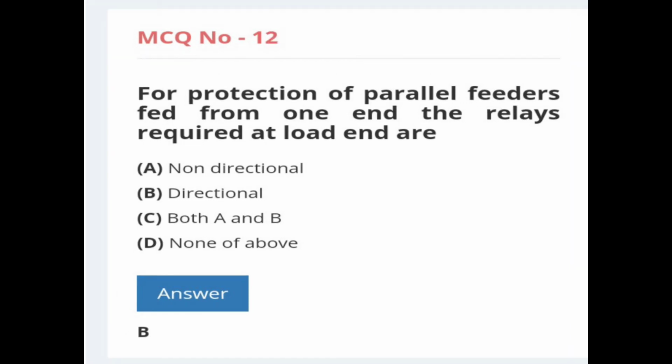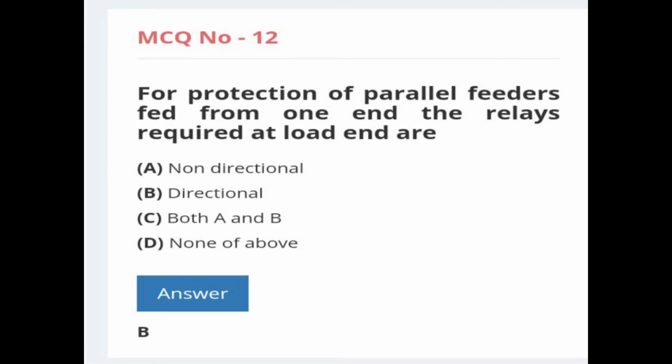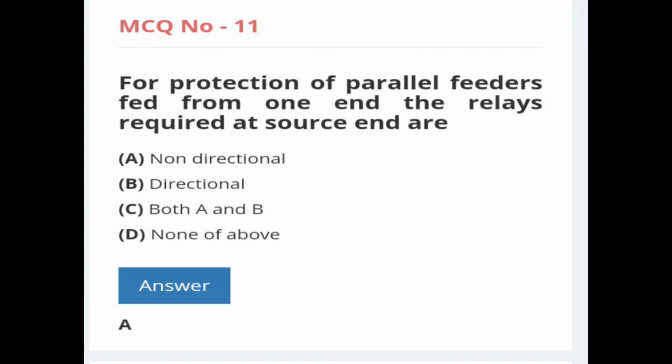Question number 12 is, for protection of parallel feeders fed from one end, the relays required at load end are directional. Means when required at source end then the answer is non-directional, but when required at load end then the correct answer is directional. Load end directional and source end non-directional.